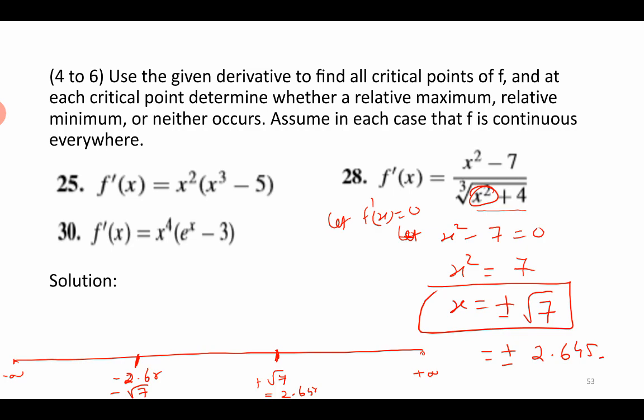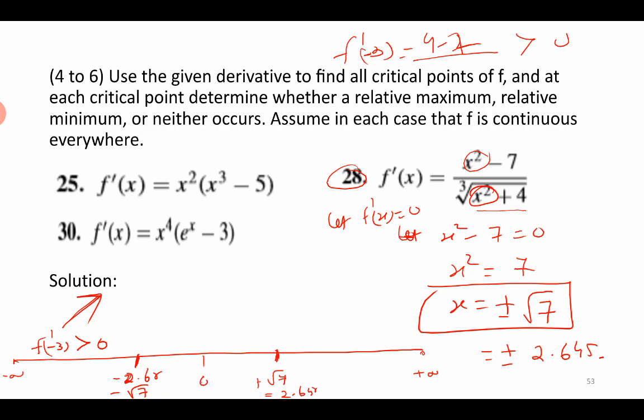So here, let us choose negative 3, f prime of negative 3. Negative 3 is certainly lesser than negative 2.6. Substitute in this value, problem 28, x is negative 3. What do you get? F prime of negative 3: negative 3 square is 9 minus 7, divided by a positive number. This is positive. So the function is increasing here.